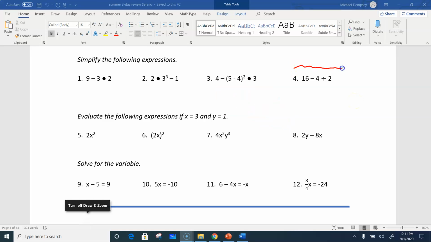Okay, I want you to take a second now and try number 4 on your own. And you can put your answer right in the next Edpuzzle question.